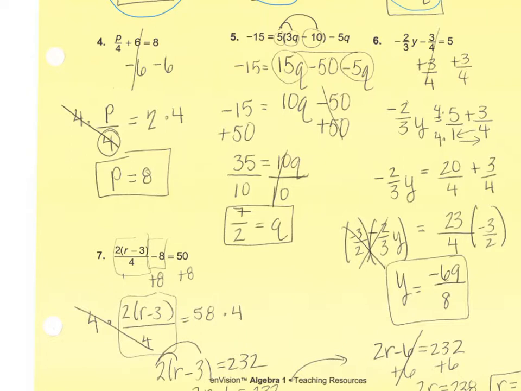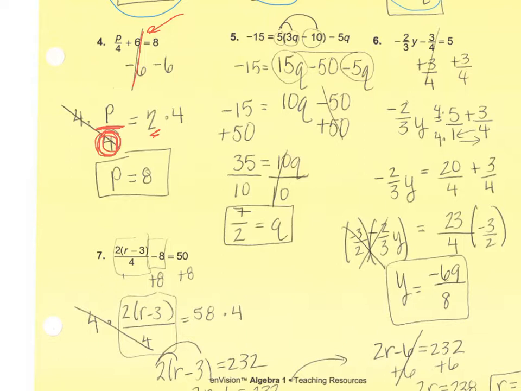Okay, so for number 4, we first want to get rid of the 6. So we subtract 6. So we have 8 minus 6 is 2 on the right. And we're left with p over 4 on the left. Now, whenever I see a fraction and I see a value in the denominator, I always focus on getting rid of that denominator, whether it's a variable or a number.